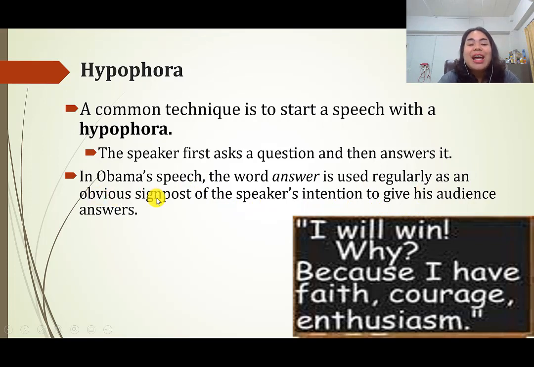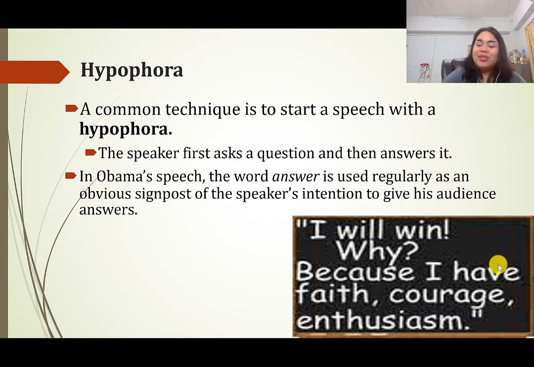So with this one, a signpost means it's the cue, okay? It's the word that indicates certain changes or certain slots where you want to say something. It's a signpost. It's pointing the audience to certain things that you want to signify, okay? So like this: I will win. Why? Because I have faith, courage, enthusiasm. See? So for Obama, I will win. I will prevail. We will win.